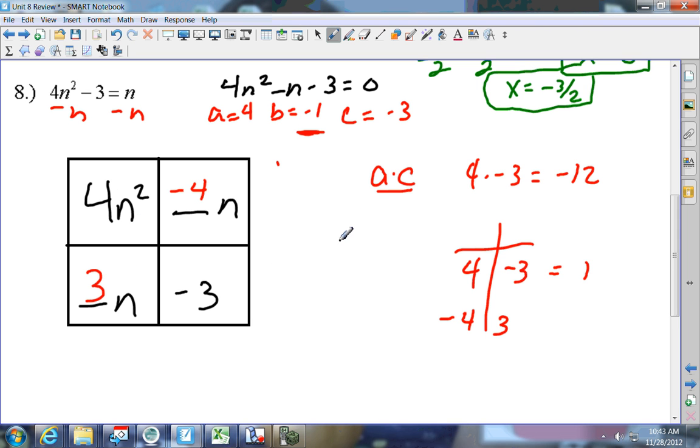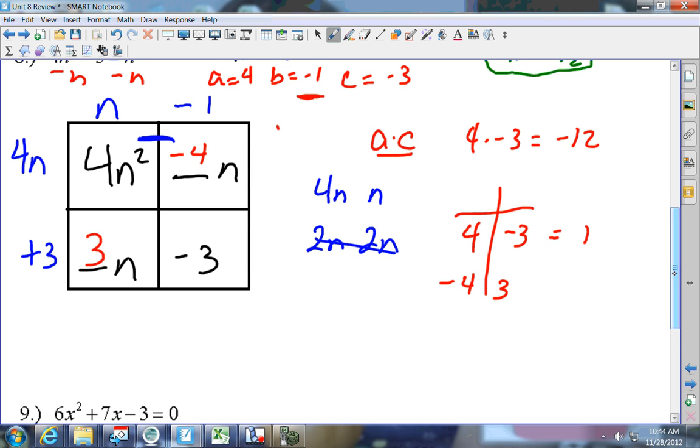Now, 4n squared can split up as 4n times n or 2n times 2n. So we got to figure out which one it is. Out of these two boxes, what is the greatest common factor? 4 and 4, they're both the same number, so the 4n is going to come over here. So that means it's not the 2n, so this n goes up here. N times what is 3n? Plus 3. 4n times what gives you negative 4n? Negative 1. So I've got 4n plus 3 times n minus 1 equals 0 in factored form.